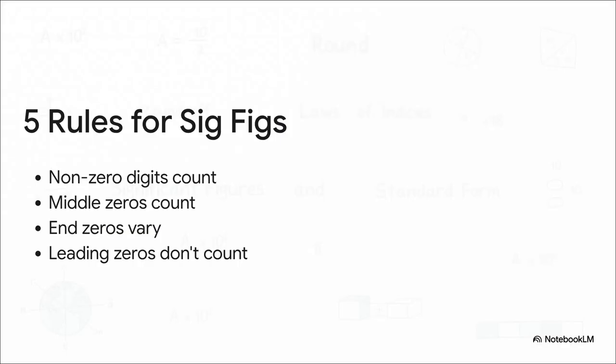So how do we actually count them? Well, there are 5 fundamental rules you need to keep in your back pocket. First off, all non-zero digits are always significant. No exceptions. Second, any zeros sandwiched right between non-zero digits, those count too. Third, zeros at the end of an integer, well, that actually depends on the required level of accuracy. Fourth, zeros at the end of a decimal are always significant because they explicitly determine that decimal's accuracy. And fifth, this is a big one: leading zeros, meaning the zeros before the very first non-zero digit, are never significant. The counting always starts from the very first non-zero digit.